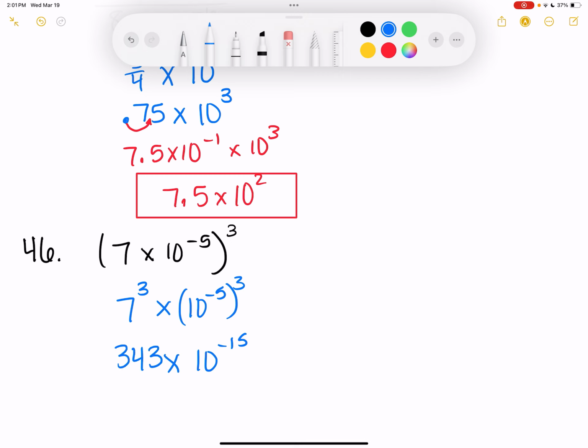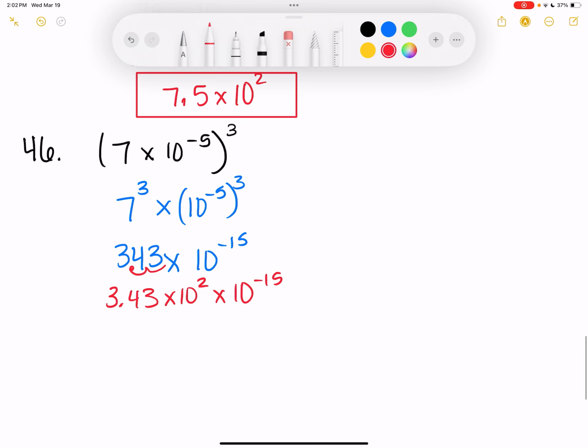Is this in proper scientific notation? No. What do I need to do? After the first three. So it needs to go here, which would be 3.43 times 10 to the what? Times 10 to the second, times 10 to the negative 15th. Add those together. I get 3.43 times 10 to the negative 13.